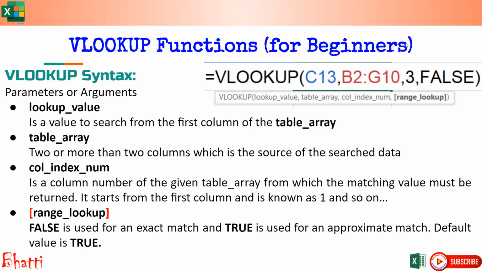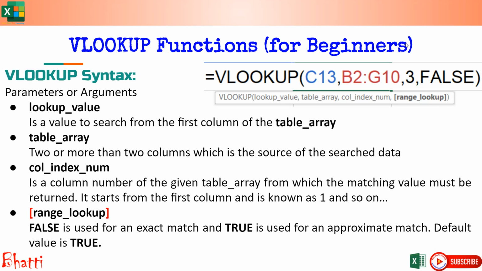Lookup value is the value that I need to search. This is my search criteria. Table array is two or more columns in which I need to search my lookup value. Column index: because the table array consists of two or more columns, every column has a number: column 1, column 2, column 3, column 4, and so on.